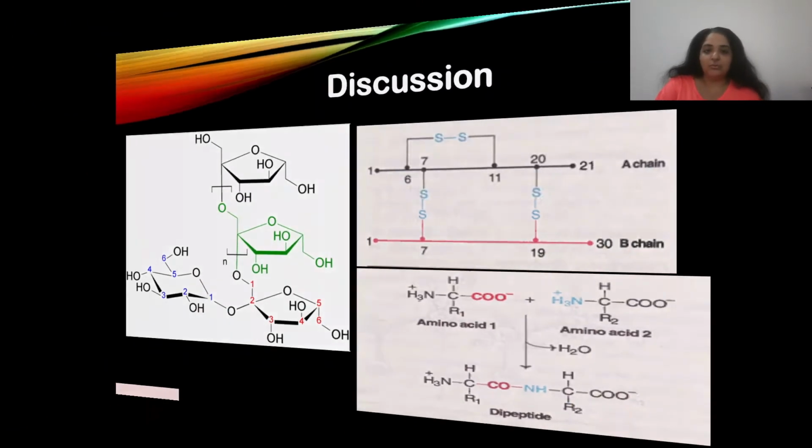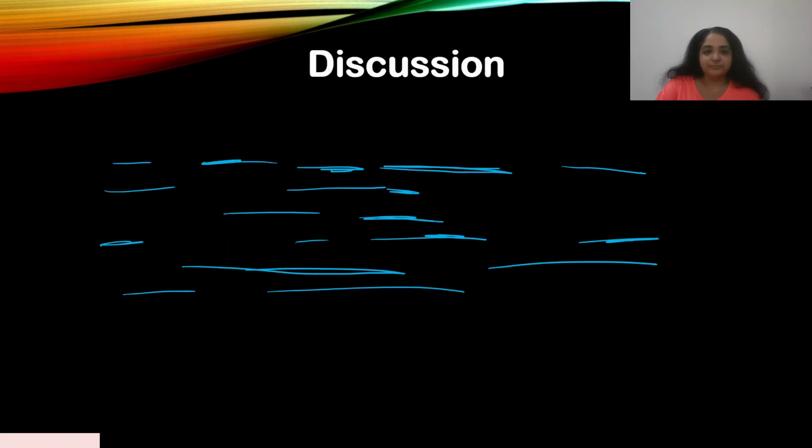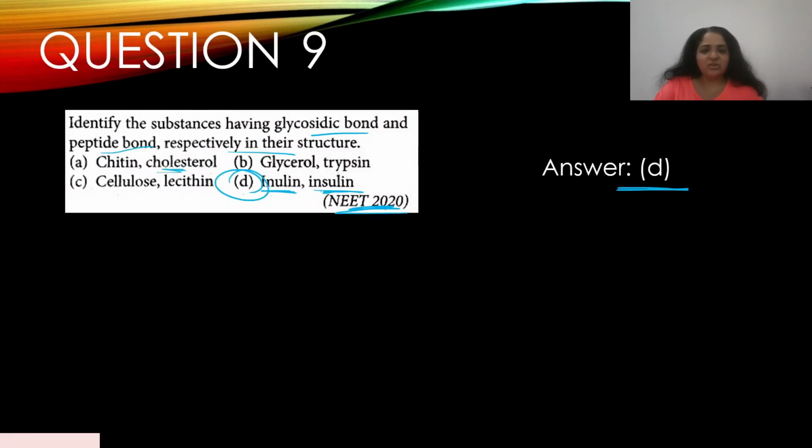So if we go back to the question, clearly the other options did not make sense. Cellulose, no. Lecithin, no, it can't be that. Glycerol, no, there's no glycosidic bond. Trypsin, no. The peptide bond is there, but the glycosidic bond is not there in glycerol.